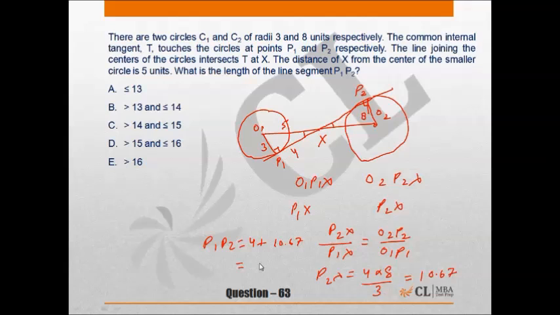So the value of P1P2 is 14.67, and this value lies in the range of greater than 14 and less than or equal to 15. Therefore option C is the correct answer.